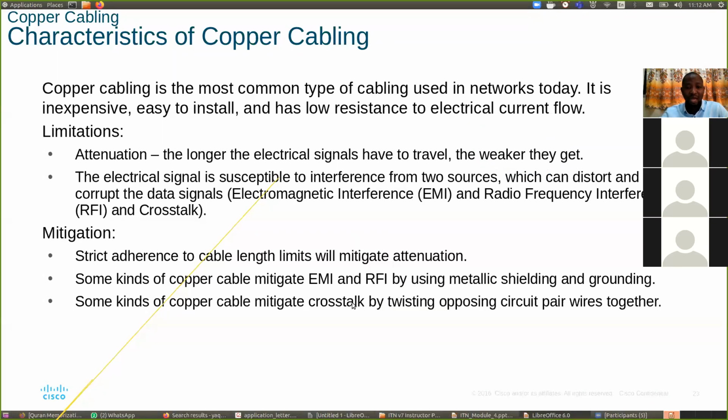Some kinds of copper cable mitigate EMI or RFI. That is a copper cable that comes with a sort of aluminum foil. You will see it. Some kinds of twisted pair cabling need some twisting so that you can avoid what is called crosstalk.